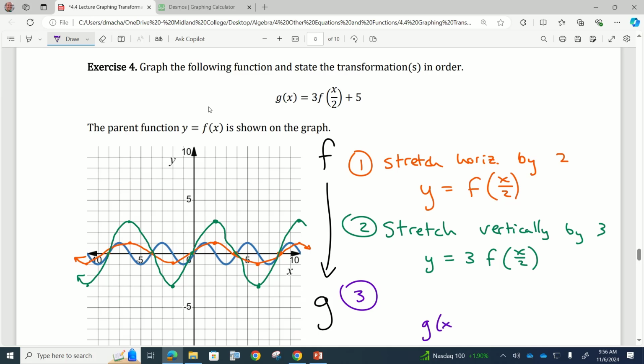Yeah, the plus 5 at the end is going to move this thing up 5 units. So the purple curve is going to be the same as the green curve, but I'm just moving it up 5 units. So here's 5 units up. Every point from the green curve gets scooted up 5 units. And this will be my final answer when I'm done drawing it.